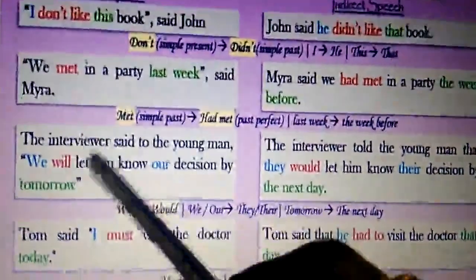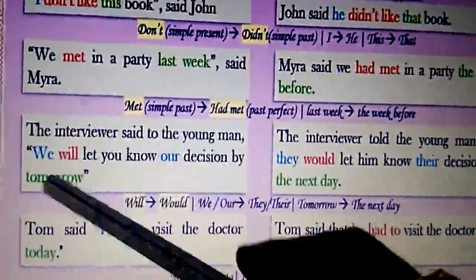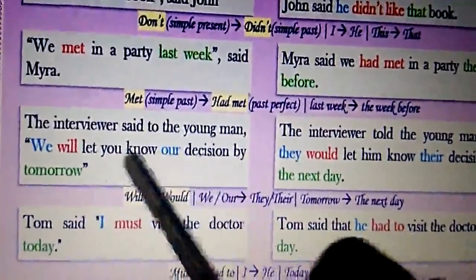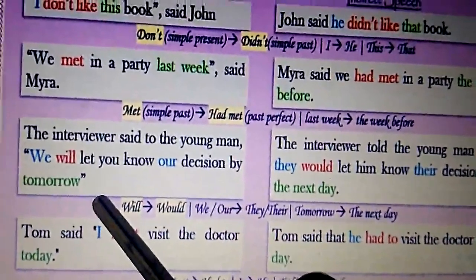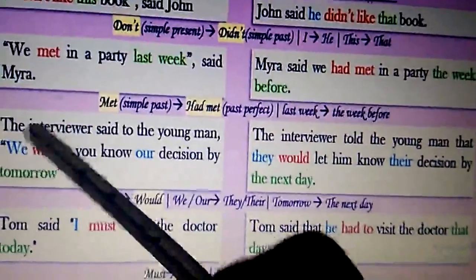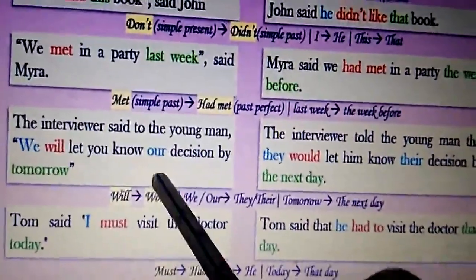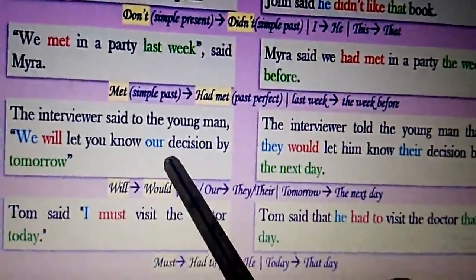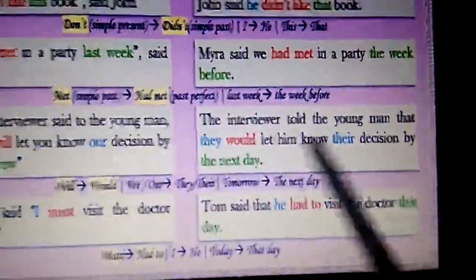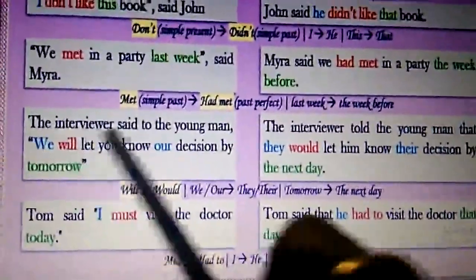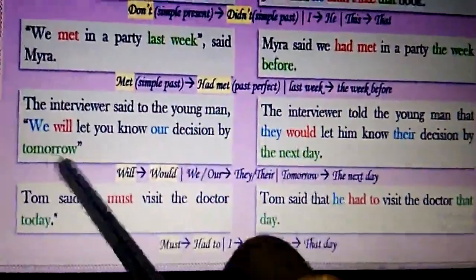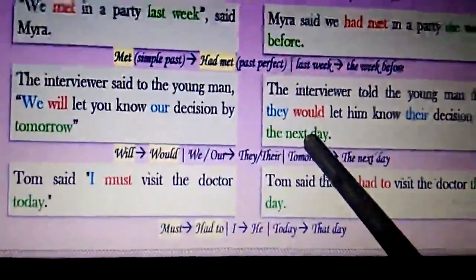So in this example, the interviewer said to the young man, "We will let you know our decision by tomorrow." Here in this example, we, our, these pronouns change to they, their. And here will, the modal verb, changes to would. Tomorrow has changed to the next day.